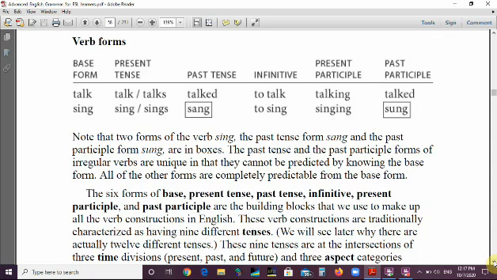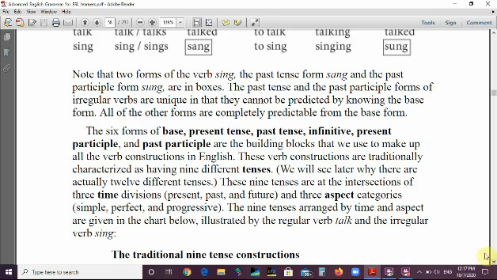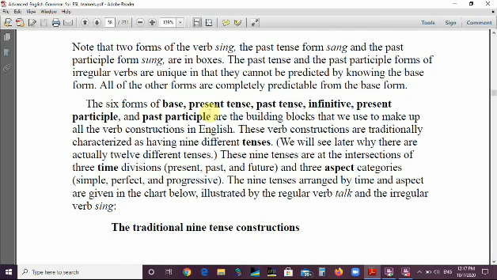Note that we said this. The 6 forms of base, present tense, past tense, infinitive, present participle, and past participle are the building blocks that we use to make up any tense in English. We have 9 different tenses, and they will be 12, as we will see later.